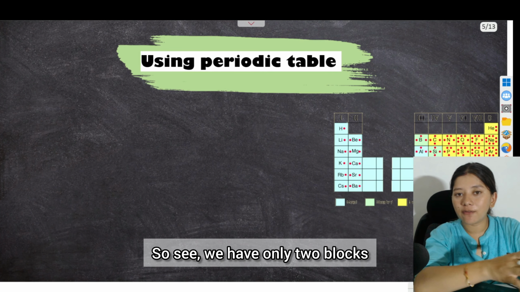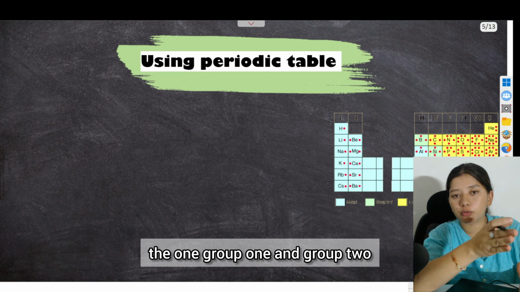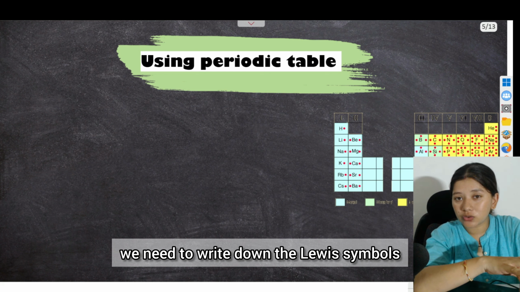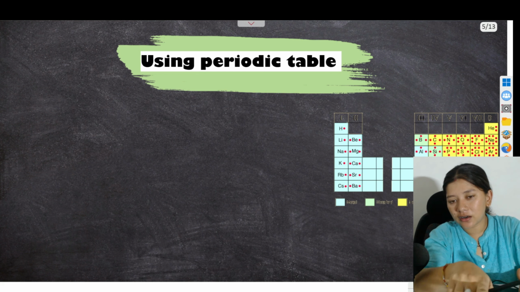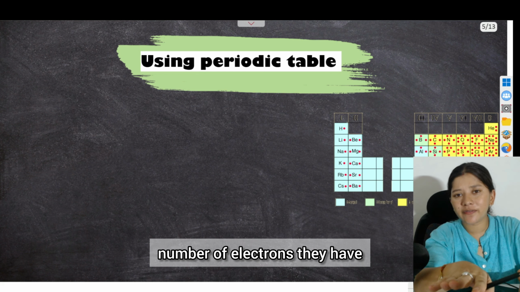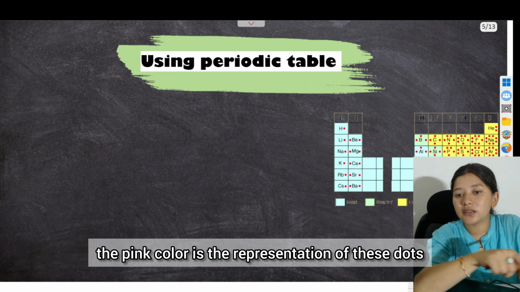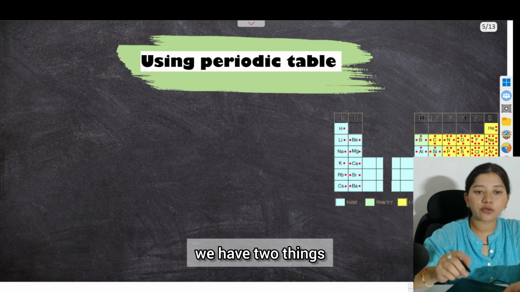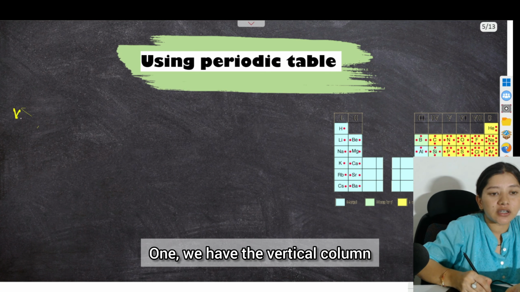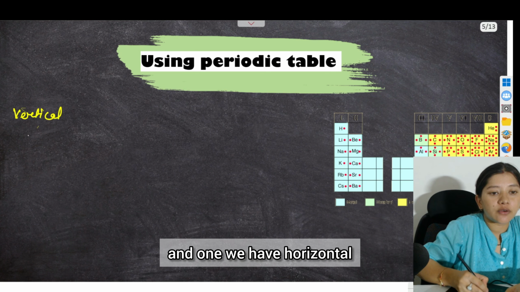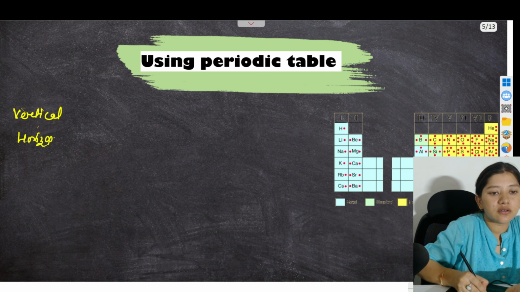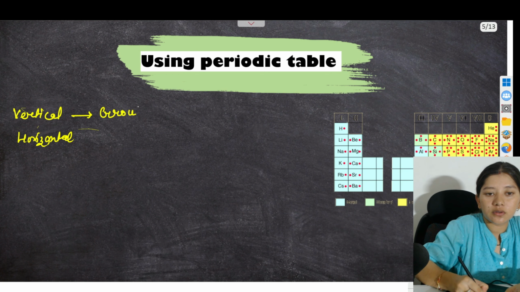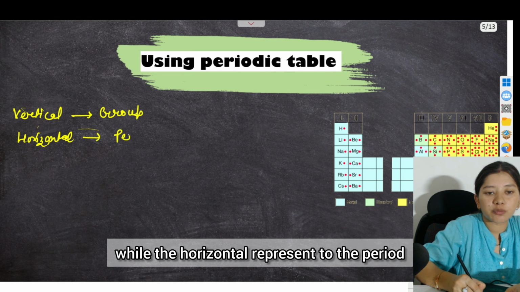See, we have only two blocks, group 1 and group 2, and then group 3 to group 8. For these blocks we need to write down the Lewis symbols. You can see that according to the number of electrons they have, the pink color is the representation of these dots. Now whenever we draw a periodic table, we have the vertical columns and the horizontal rows, isn't it? The vertical column represents the group while the horizontal represents the period.